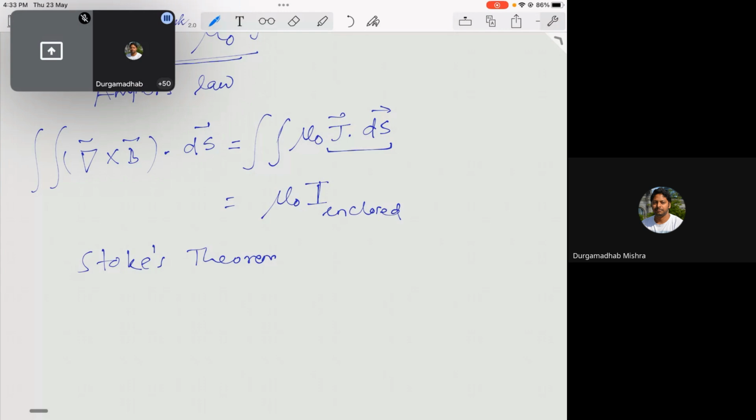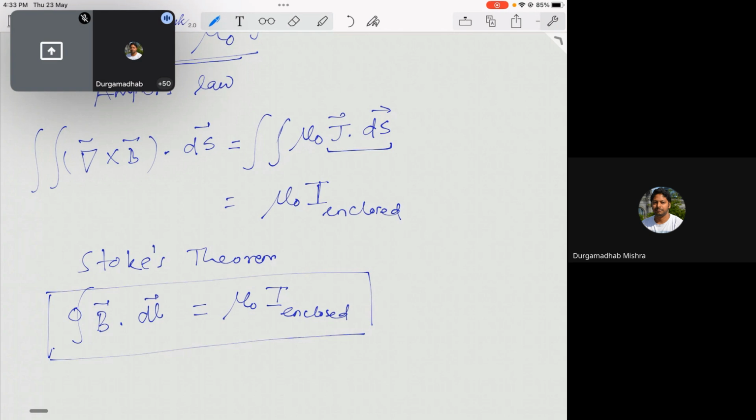And what you will get is this B dot dl over the closed path, the path that bounds the surface basically. So this B dot dl will simply be equal to mu_0 I enclosed. So this is another integral form of your Ampere's law, which many a times you will use, or it is easy to use to calculate the magnetic field due to a certain current, if you have a flow of current or flow of charges. Okay.